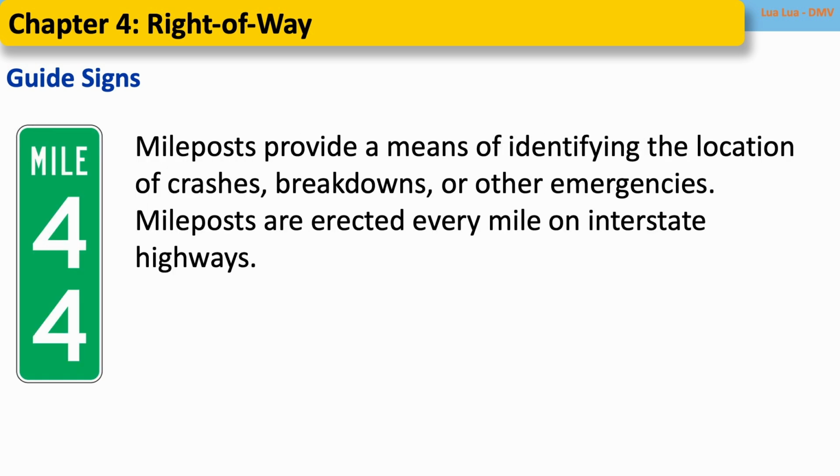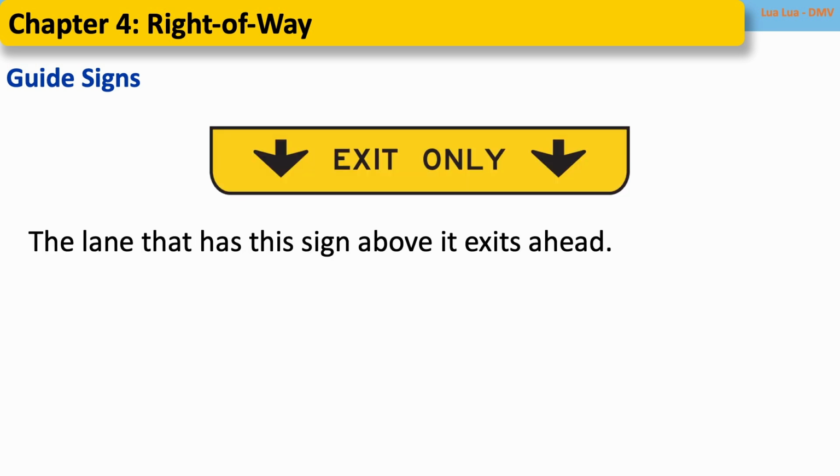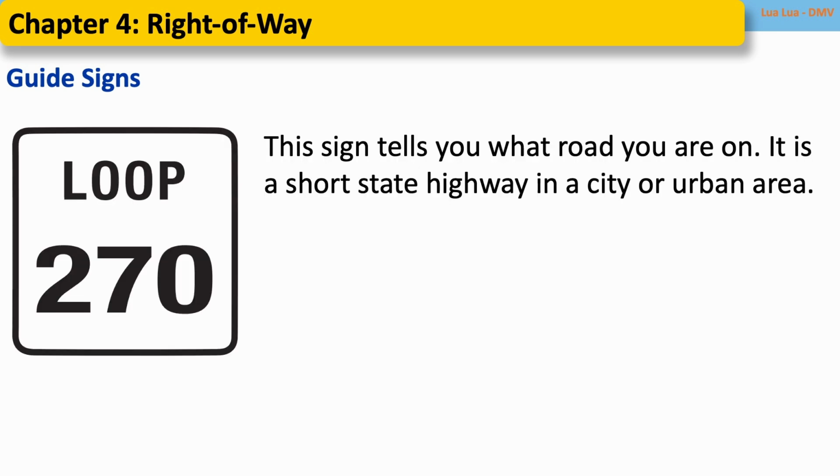Mileposts provide a means of identifying the location of crashes, breakdowns, or other emergencies. Mileposts are erected every mile on interstate highways. The lane that has this sign above it exits ahead. This sign tells you what road you are on. It is a short state highway in a city or urban area.